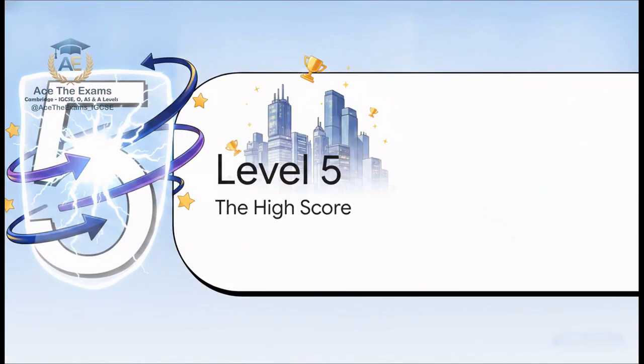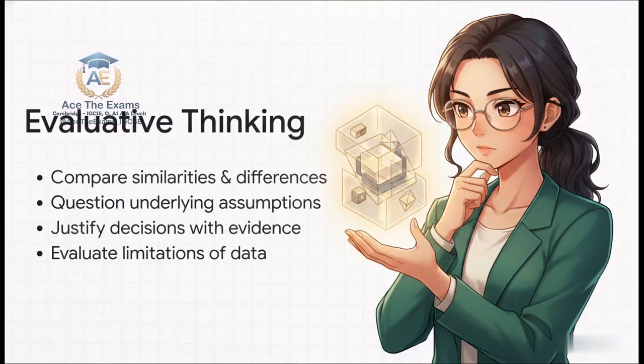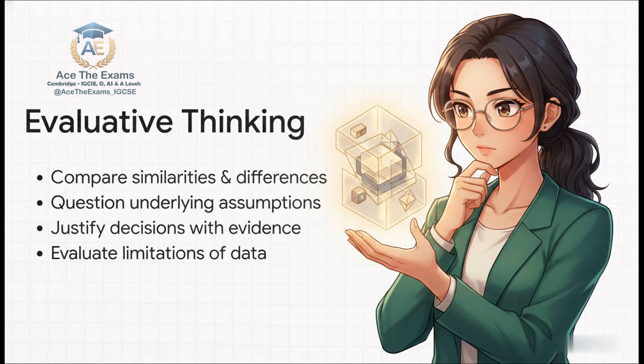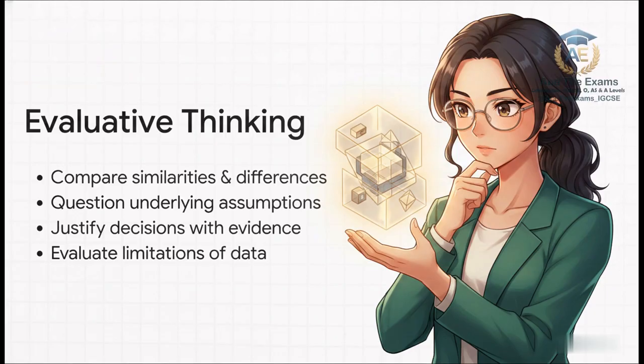All right, the final boss, level 5, the high score. So how do we move beyond just getting the math right to actually demonstrating the absolute highest level of evaluative insight? Top-scoring candidates do way more than just calculate, they evaluate. If a complex vector problem requires comparative analysis, they identify both comparative similarities and differences, using clear comparative connectives. They question the underlying assumptions made in the problem. They justify every single mathematical decision with solid evidence, and they can evaluate the limitations of the data or even suggest alternative interpretations of the results.